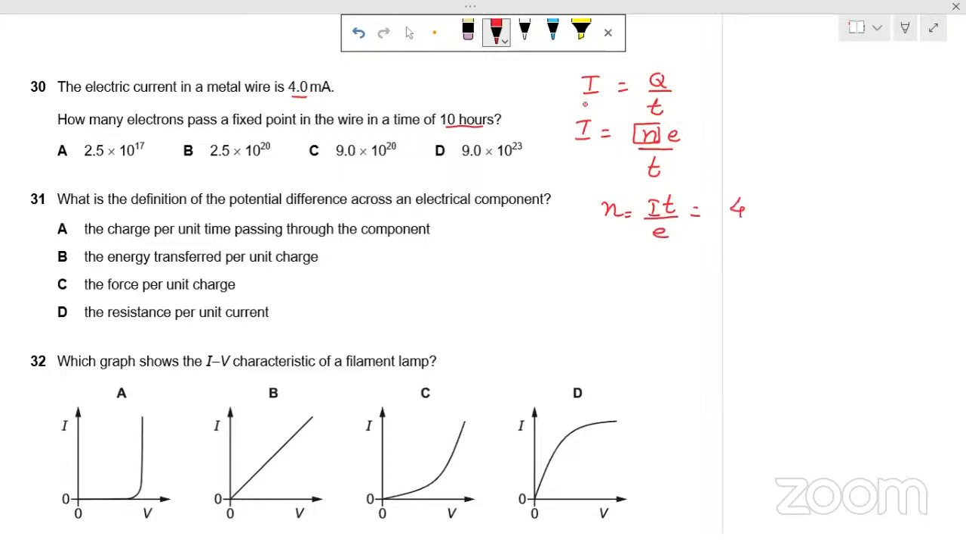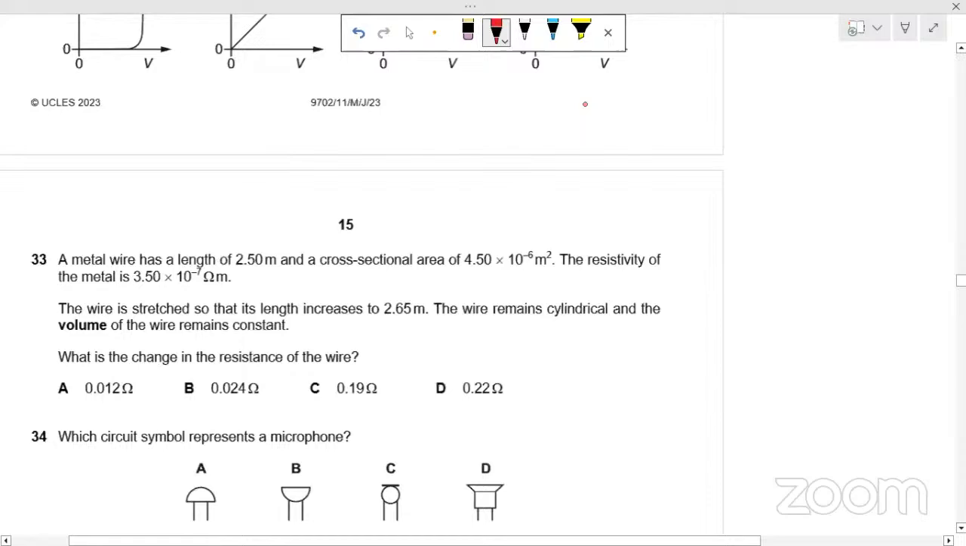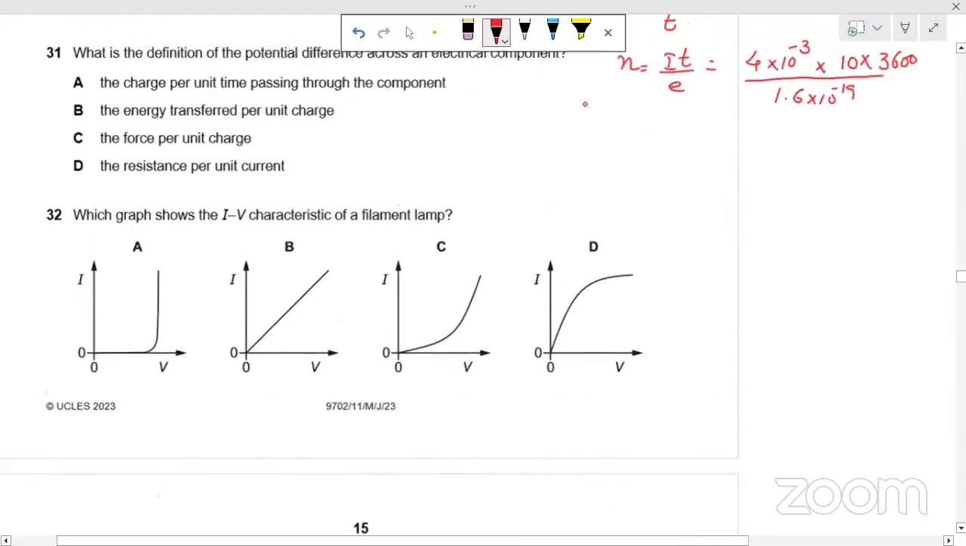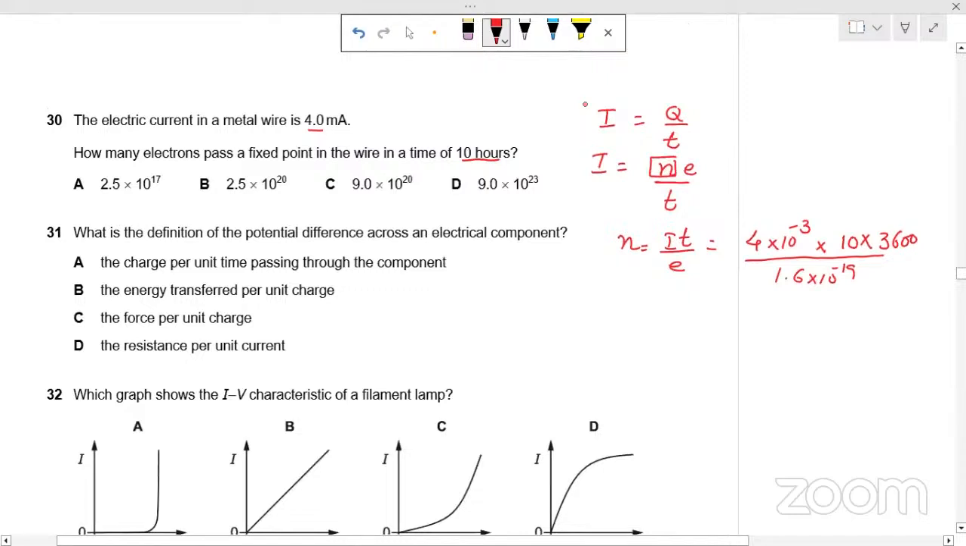So I is 4 times 10 power minus 3 ampere. Time is 10 hours. Hours mean 3600 seconds, divided by elementary charge, which is 1.6 times 10 power minus 19. So you will get the answer of this will be 9 times 10 power 20.